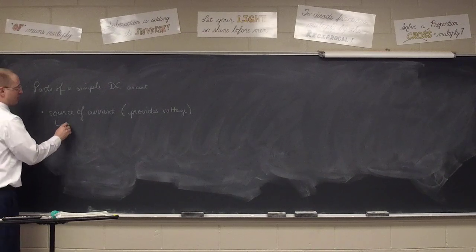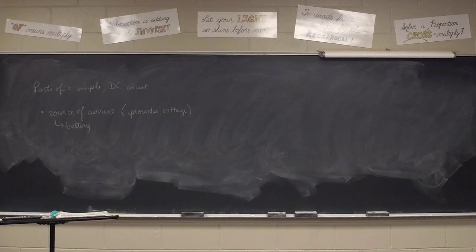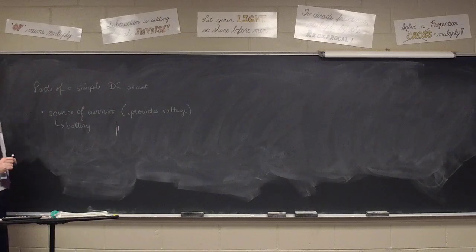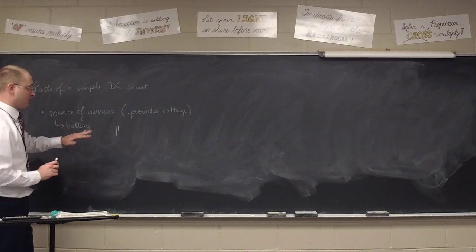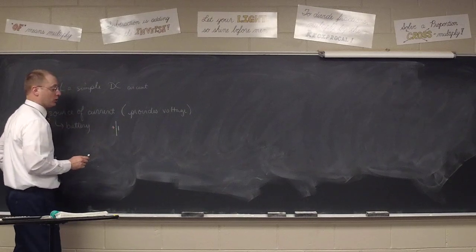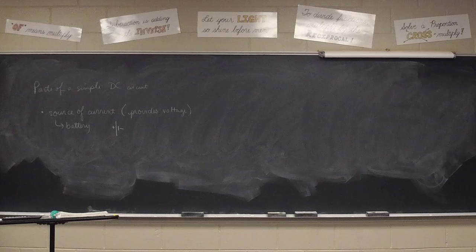This is your battery. The source of current is your battery. That provides the voltage. In a DC circuit, you'll see this notation. You can tell there's a battery when you see two parallel lines, one long, one short. That's the symbol in the network schematic for a battery. The long line is your positive terminal, and the short line is your negative terminal. So when you see that notation, that's my battery.